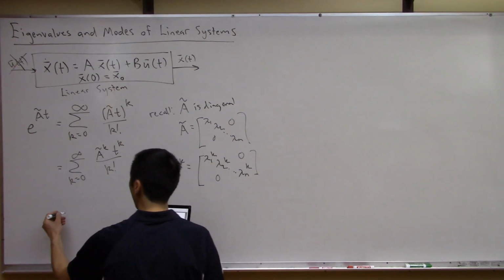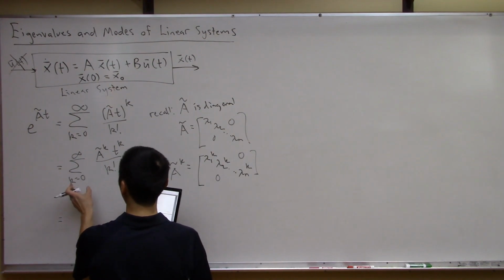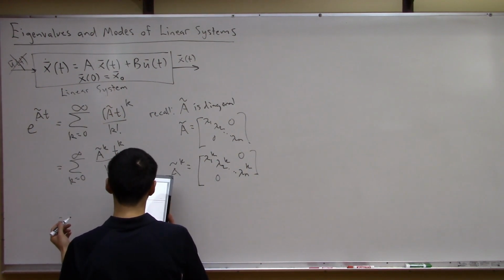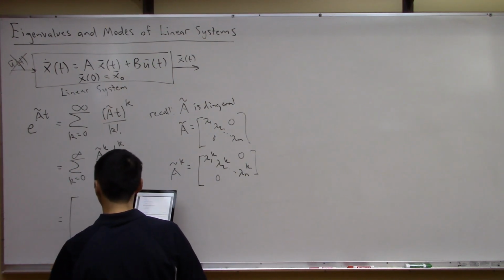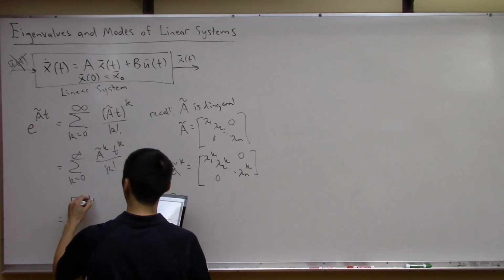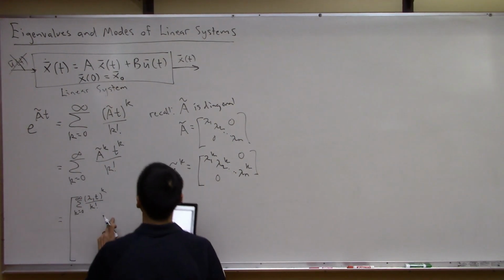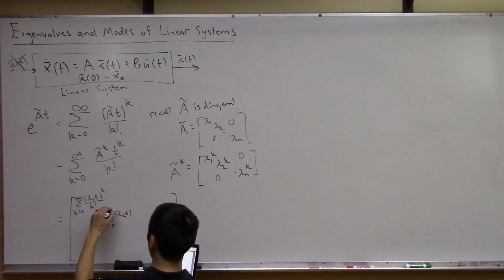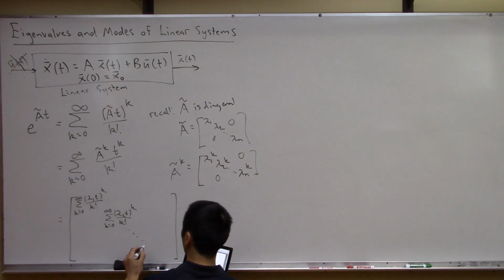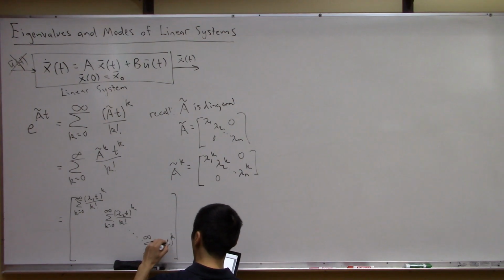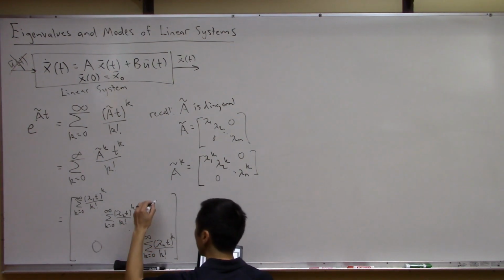So this entire term can be written by moving the summation into the diagonals. If you stare at this long enough, it looks like a matrix where the 1,1 element is the summation from k equals 0 to infinity of lambda 1 times t to the k over k factorial, the 2,2 element is the summation from k equals 0 to infinity of lambda 2 times t to the k over k factorial, and this pattern continues all the way down to the summation of lambda n times t to the k over k factorial, with zeros everywhere else.